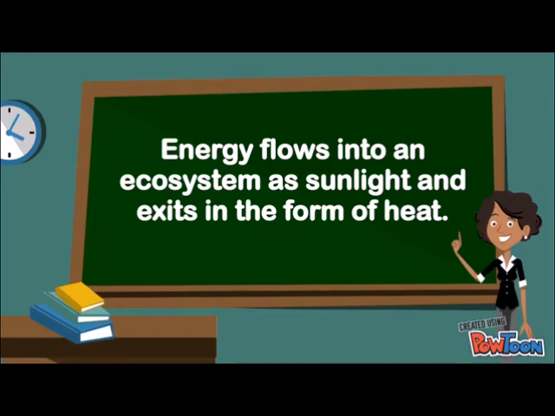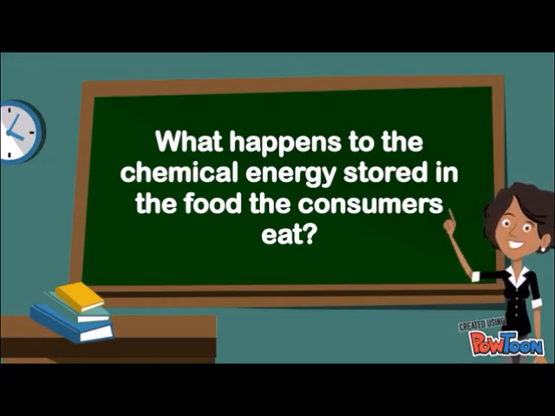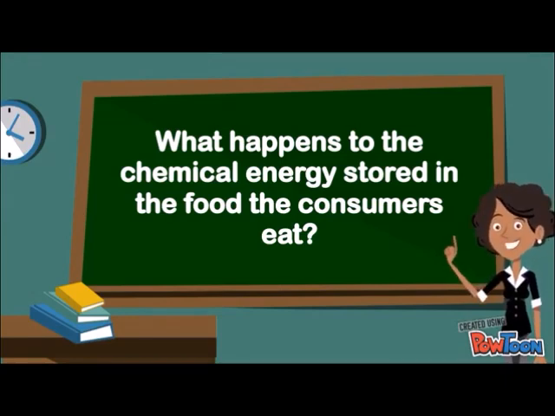What happens to the chemical energy stored in the food that consumers eat? It is converted to other forms of energy as the organism carries out its life activities. Moving, thinking, breathing, seeing, and everything else you do require your cells to convert some of the chemical energy of food into other forms of energy.